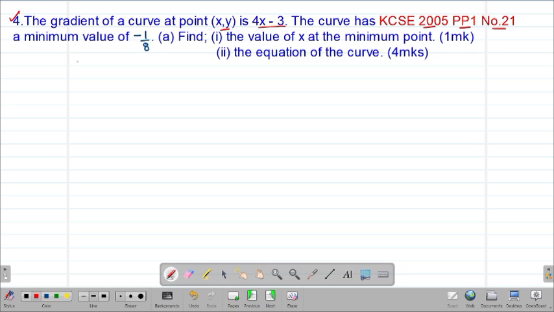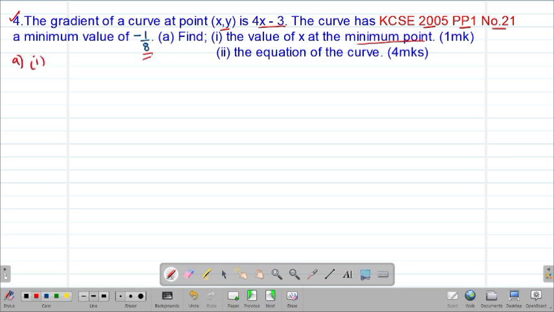The curve has a minimum value of -1/8. Part A of the question, find Roman 1, the value of x at the minimum point. So we start by looking at part A, Roman 1 of the question.